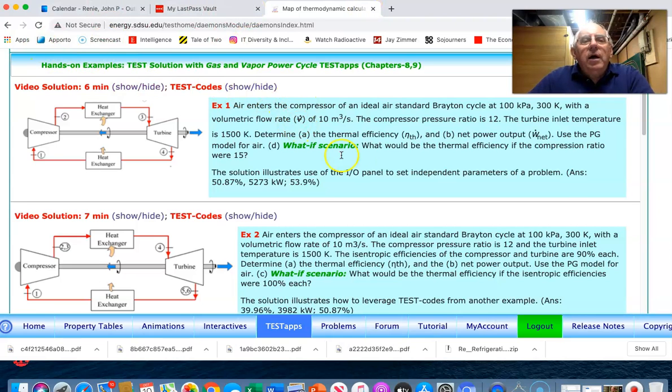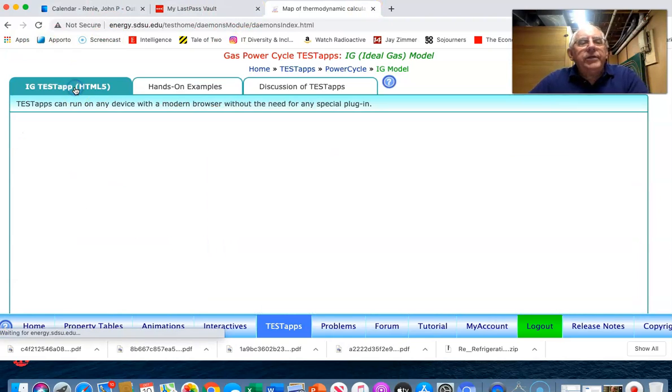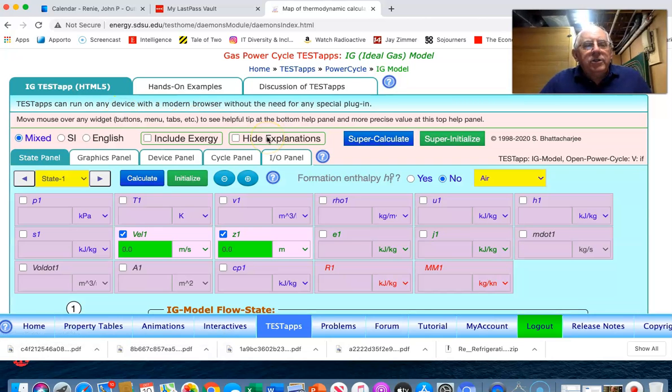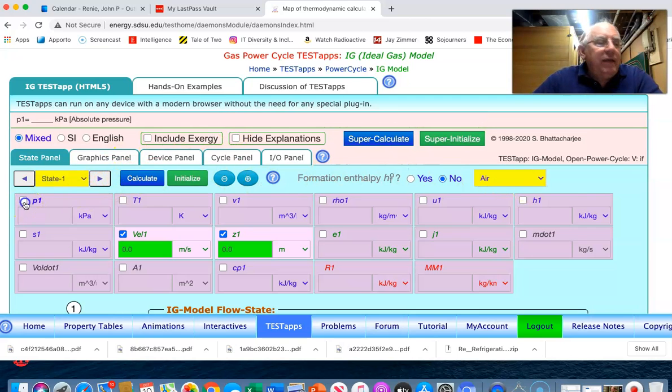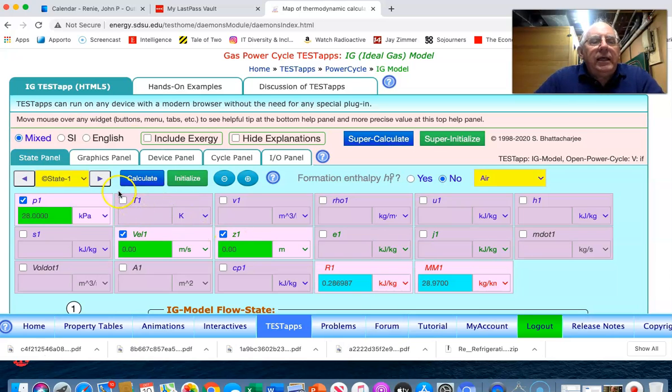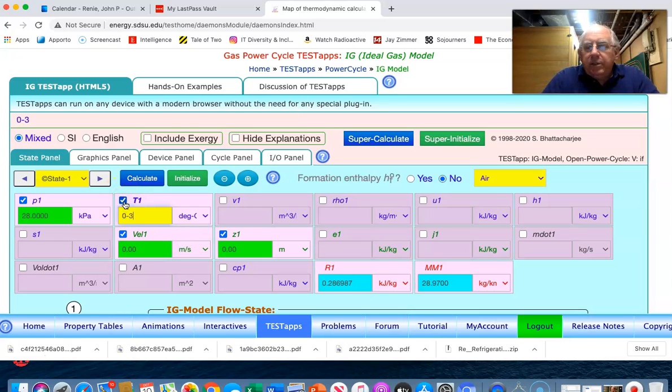And so we then select the application, and we're ready to move on with our various cases. What we know in this particular problem is it's air. The incoming pressure is 28 kPa, and the incoming temperature, as shown, is minus 32 Celsius.